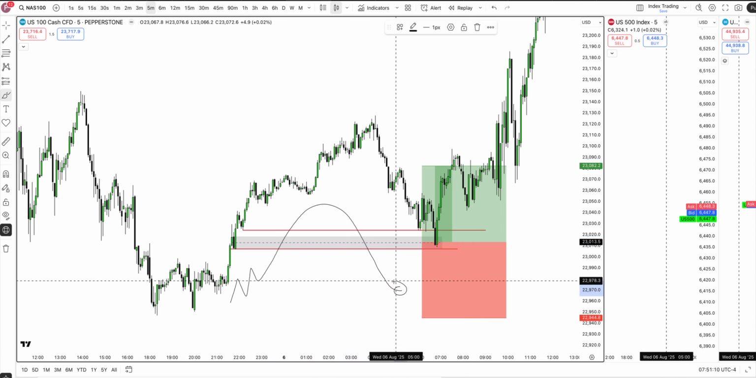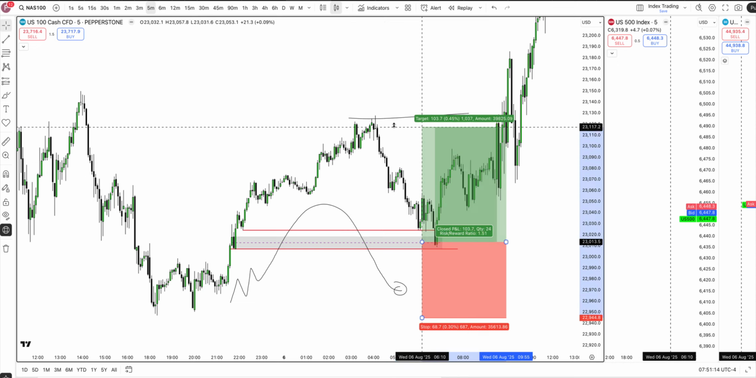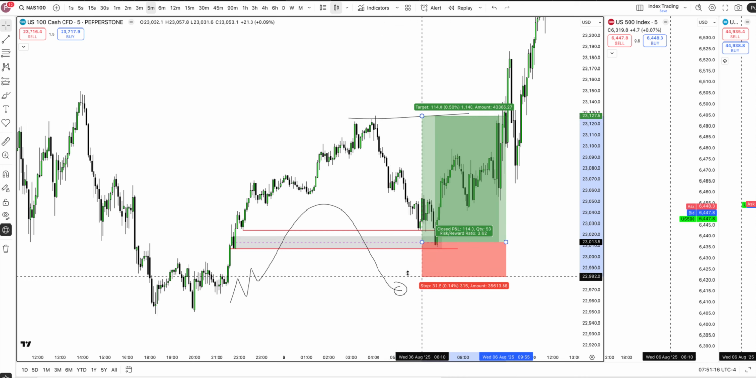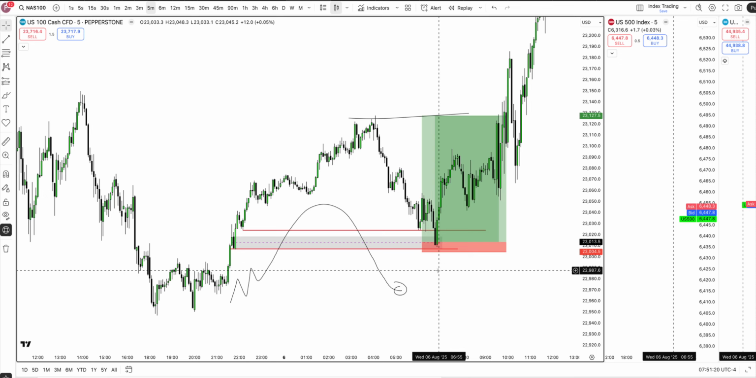Now from here, what can you target? You can target this, right? There. Stop loss below the low. See that? Perfect. Perfect, right?